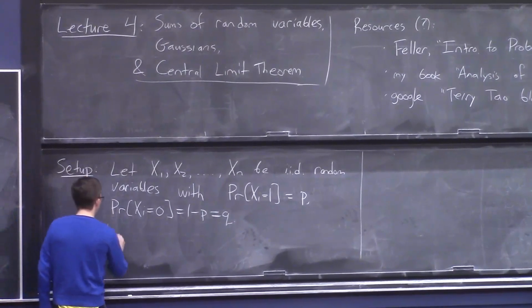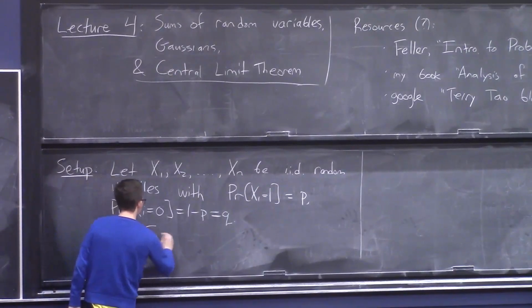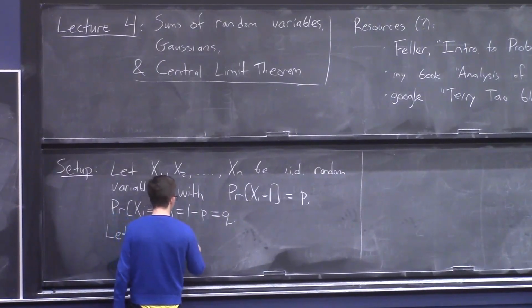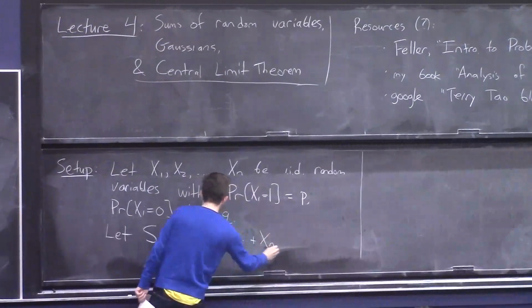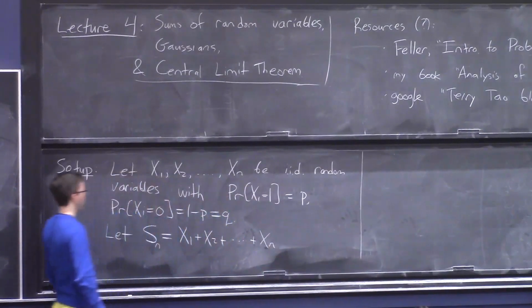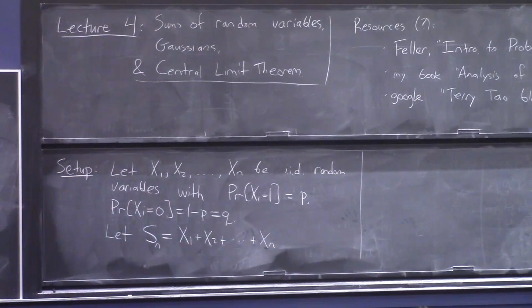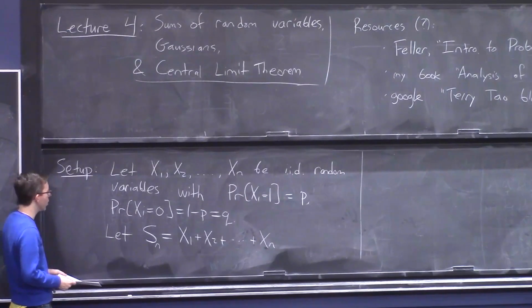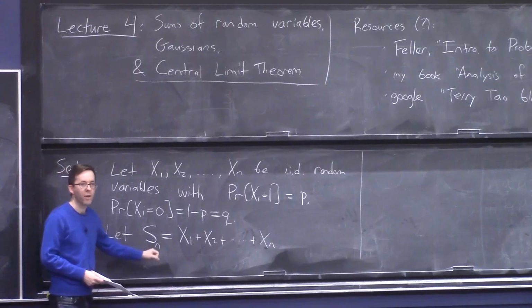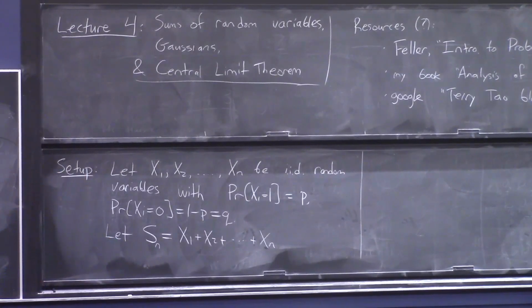And we're going to let S denote their sum. Let me actually write S sub n to remind ourselves that it's the sum of n copies of this random variable. So Sn is also a random variable, and its meaning is it's the number of i's such that xi is 1. Okay, and our goal is to try to understand this S random variable, properties about it.